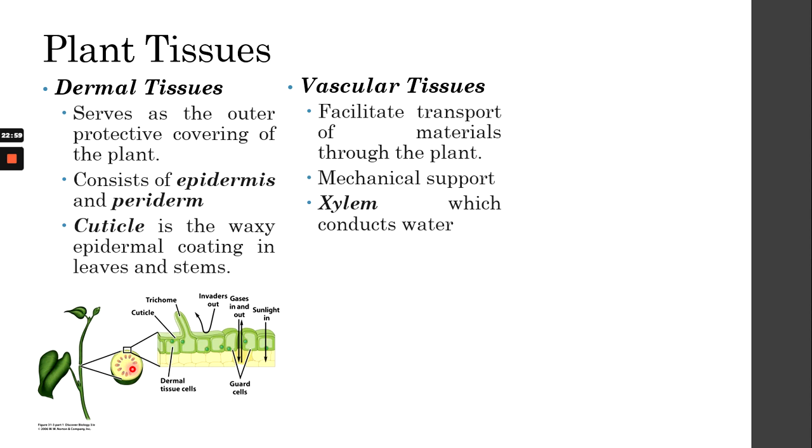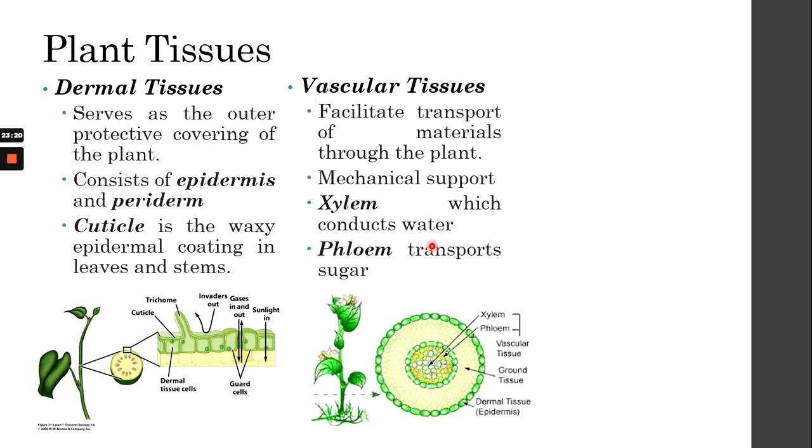There are two types of vascular tissues that we are going to talk about. One is xylem. Xylems are vascular tissues which are responsible for conducting water. Another type of vascular tissue is what we call phloem, which is necessary in order to transport sugars or the carbohydrates, which I've just discussed earlier.